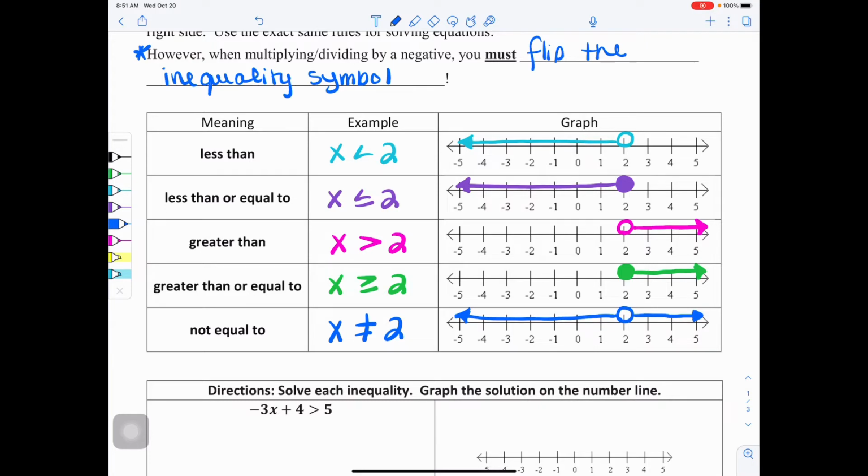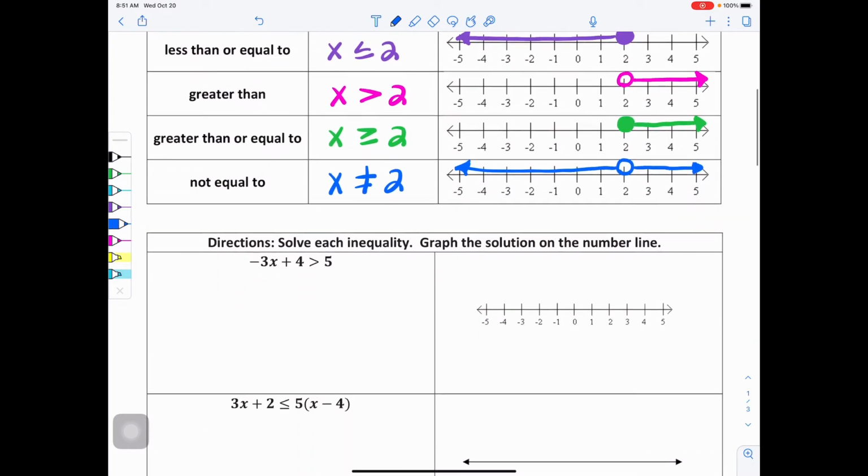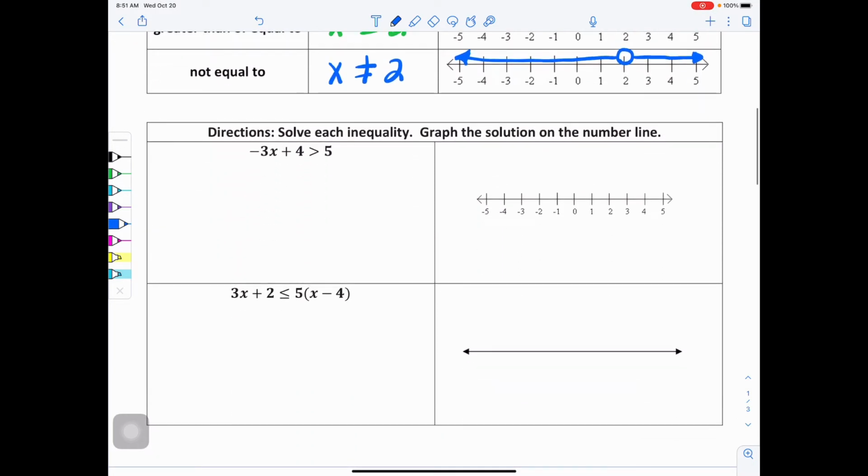So now we're going to go through and solve some different inequalities and practice these things we just talked about. If we have to multiply or divide by a negative, make sure we flip the symbol. And then we have to make sure we are carefully graphing, thinking about open and closed circles and where we should be shading. So the first one: negative 3x plus 4 is greater than 5.